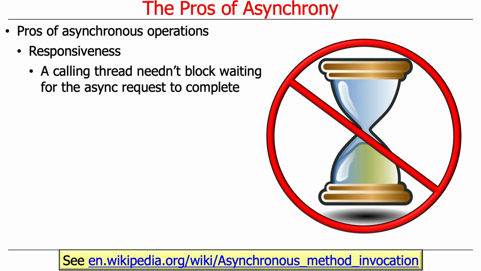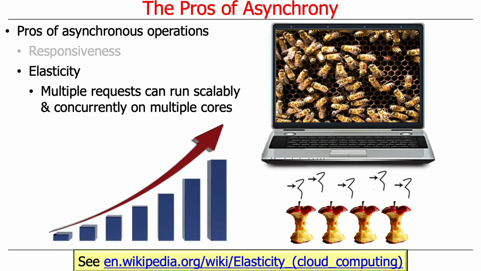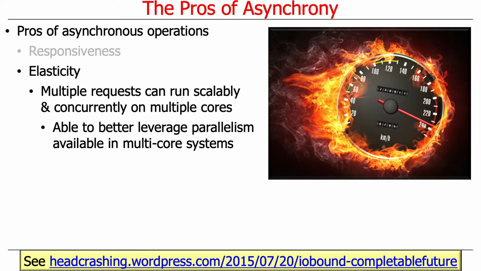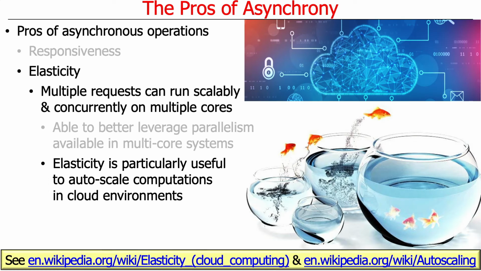They can make your program responsive, and that's because the calling thread or the caller doesn't need to block waiting for the asynchronous request to complete, which makes things more responsive, hopefully, if you do things right. You can also make systems more elastic because you can have multiple requests running in the background, scalably and concurrently on multiple processor cores, things we've been talking about for a long time, which allows you to leverage parallelism that's available in today's multi-core systems more seamlessly and transparently.